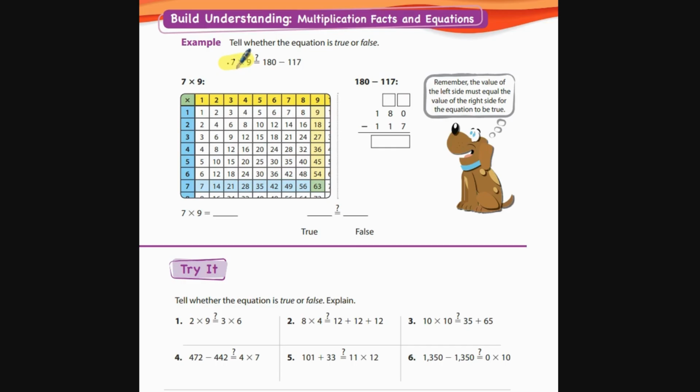If I follow the diagram, here we have a multiplication table. So here I'm going to look for 7, which is right here. And I'm going to look for 9, which is right here.